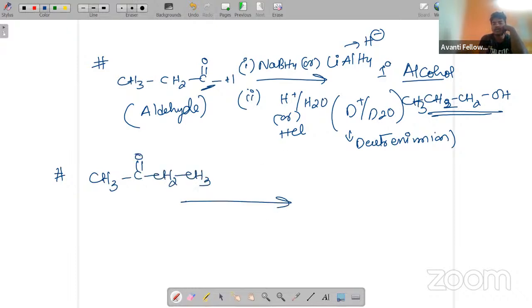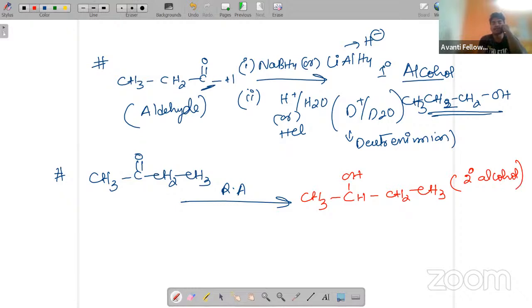Next, if I take CH3, C double bond O, CH2, CH3, it is a ketone. Again, if we use any reducing agent, the product will be CH3, CH with OH, CH2, CH3. So here this is a secondary alcohol. Very most important.